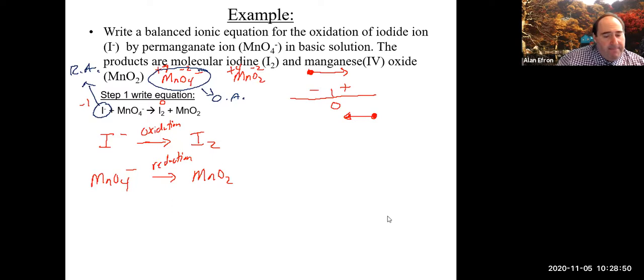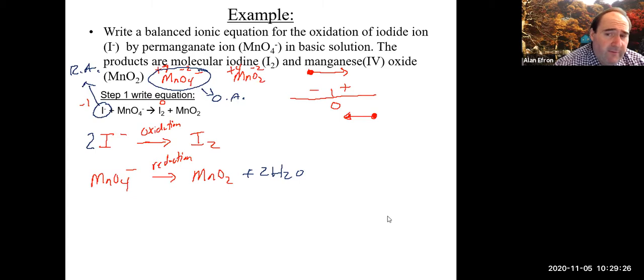At that point, we want to balance everybody except oxygen and hydrogen. So we do need to put a 2 here in front of the iodine. And in terms of the Mn, we have 1 on each side, so we do not have to worry about it. Now, in terms of oxygen, the top one has no oxygen, so we don't have to worry about it. The bottom half reaction has 4 oxygens on the left and 2 on the right, which means to balance the oxygens, we would have to put 2 waters on the right-hand side.